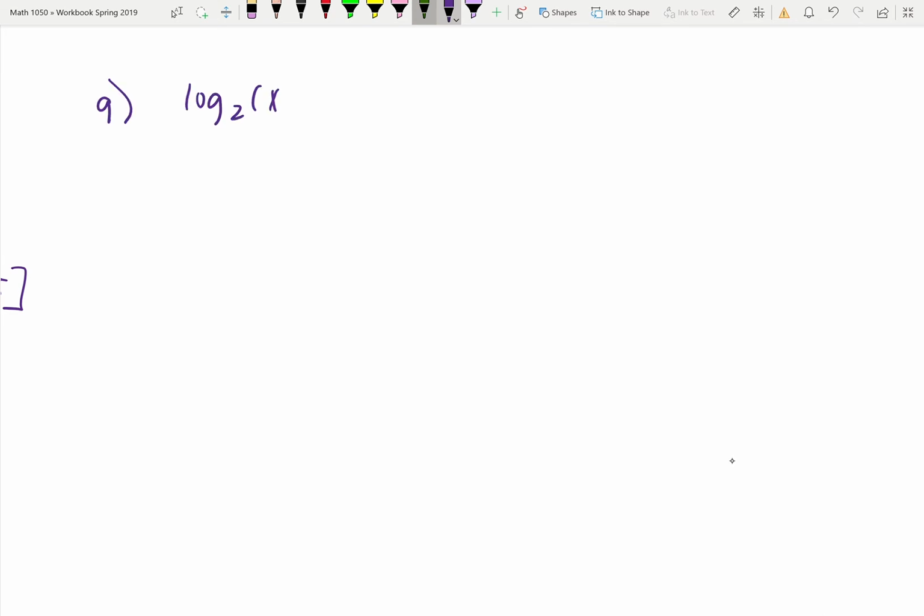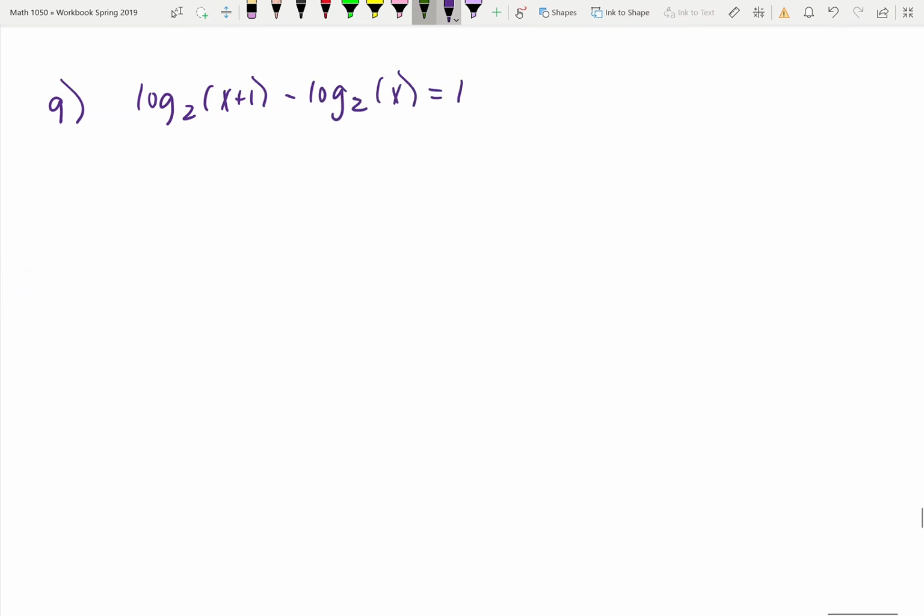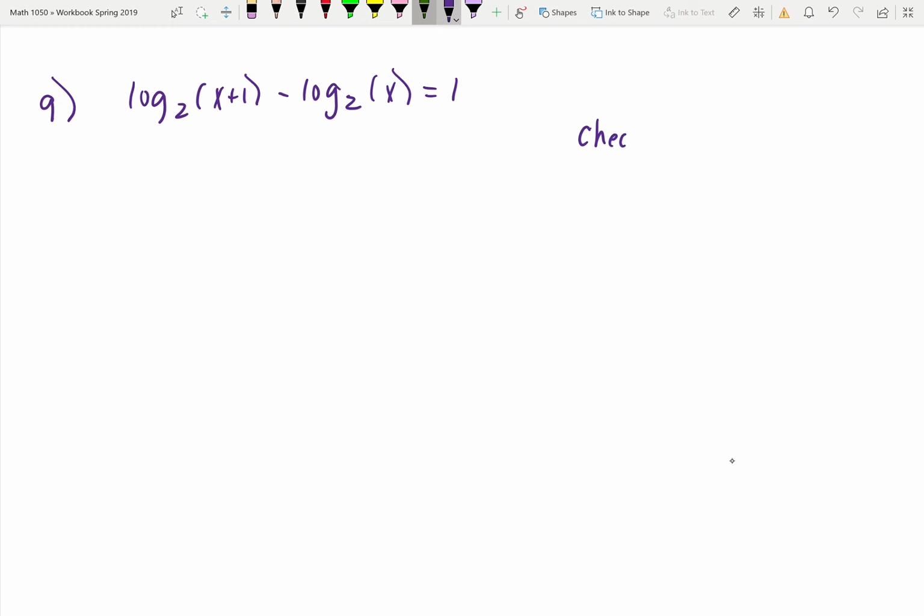Log base 2 of x plus 1 minus log base 2 of x is equal to 1. Okay, that's not 0, so condense and convert. I also have to remember to check because it's given log. Since those are subtracted, when I condense, they're going to be divided. The x goes on the bottom and the x plus 1 goes on the top. And now I'm stuck, so I convert it.